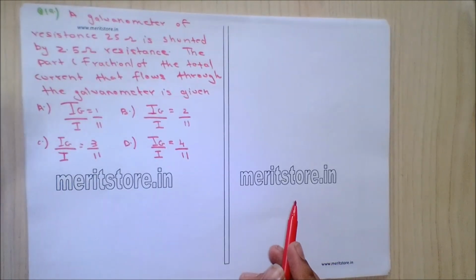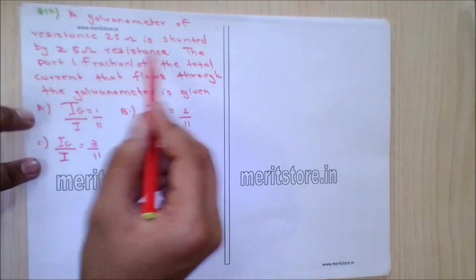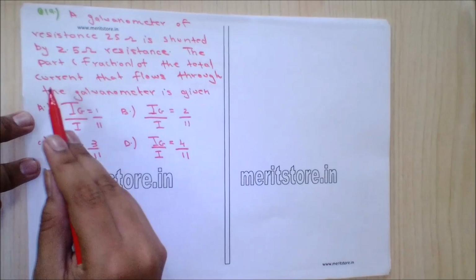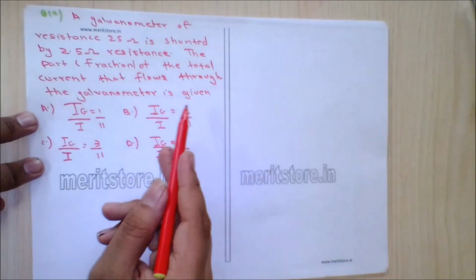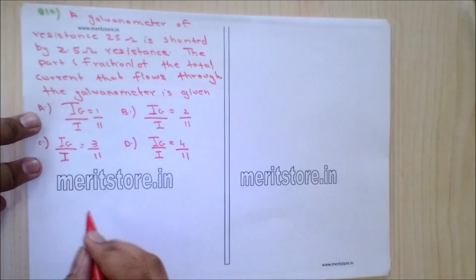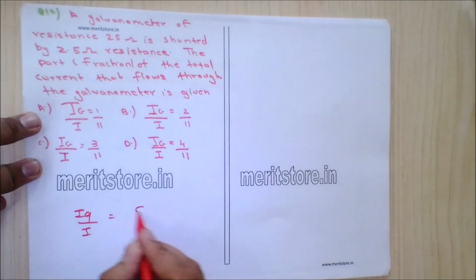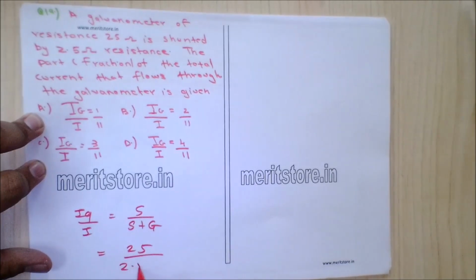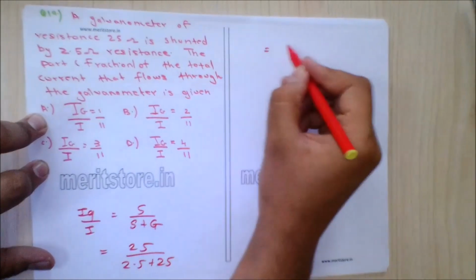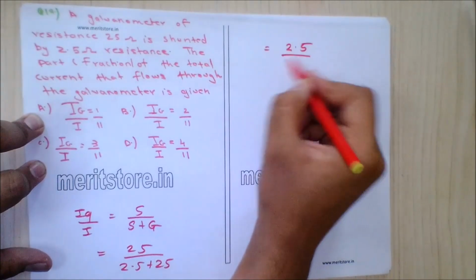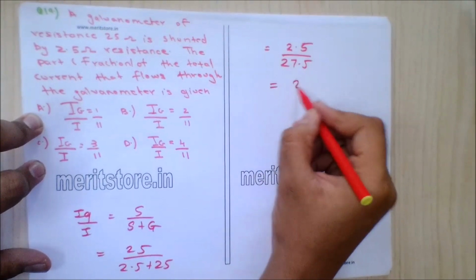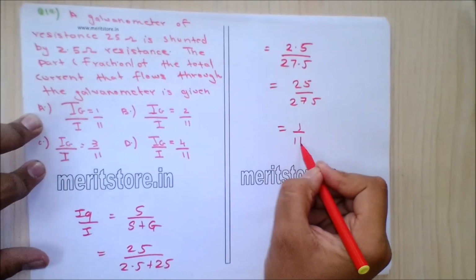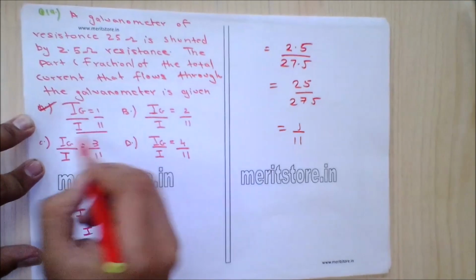Question number 19. A galvanometer resistance 25 ohm is shunted by 2.5 ohm resistance. The fraction of the current that flows through the galvanometer is given by. So now Ig upon I is equal to S upon S plus G, which is equal to 2.5 upon 2.5 plus 25, which gives us 2.5 upon 27.5. 25 upon 275 is equal to 1 upon 11. So option A, 1 upon 11, is the correct answer.